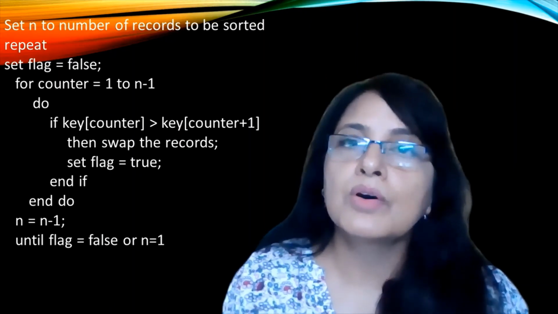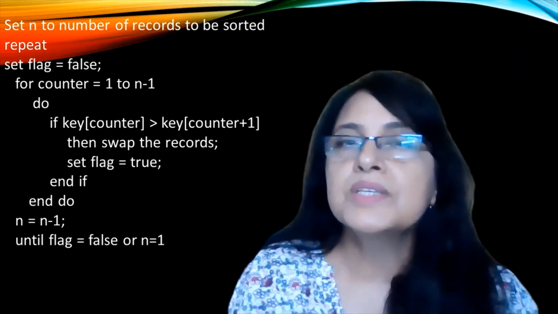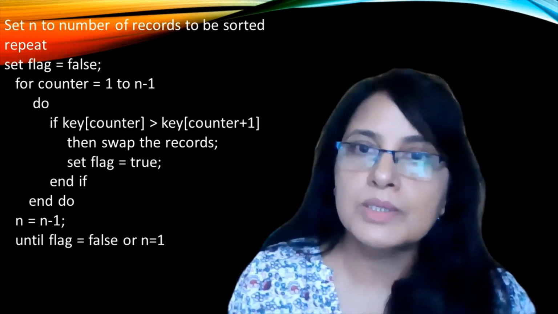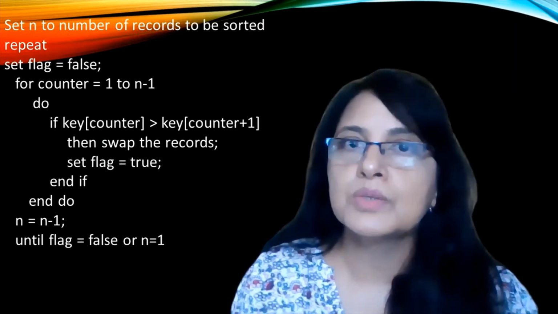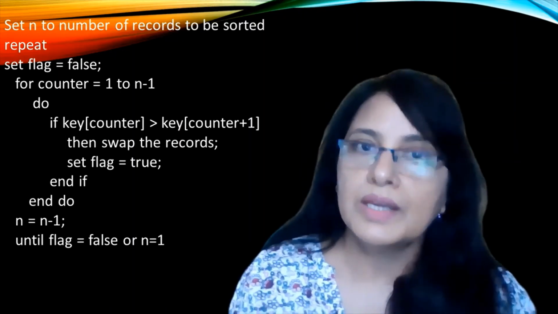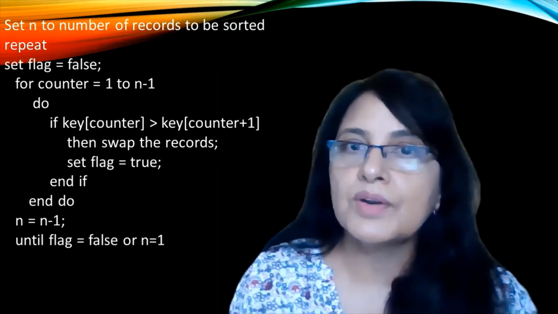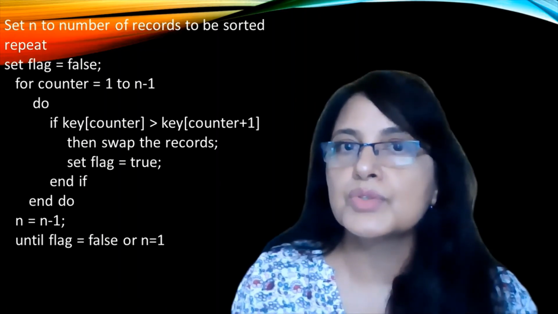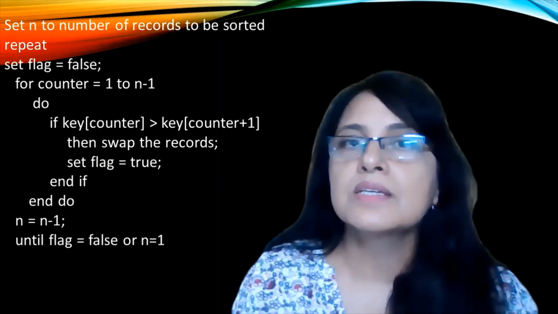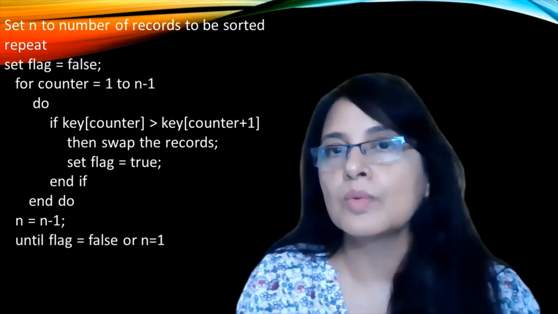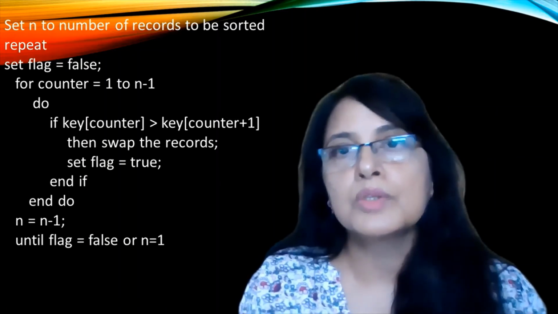So here is a way of doing it more technically, which becomes even easier to change into a program. We set n to number of records to be sorted. Repeat, set flag is equal to false. For counter is equal to 1 to n minus 1, we say do if key counter is greater than key counter plus 1, then swap the records. Set flag is equal to true. End if, end do, n is equal to n minus 1 until flag is equal to false or n is equal to 1. So there are multiple ways in which you could write your pseudocodes, your algorithms.